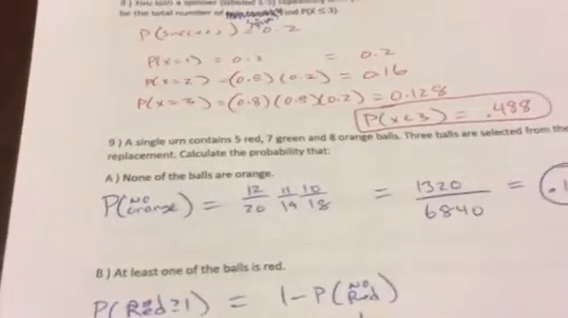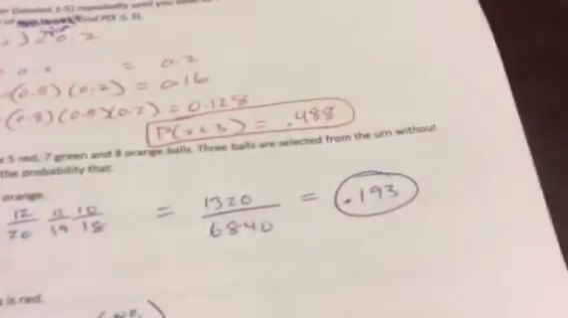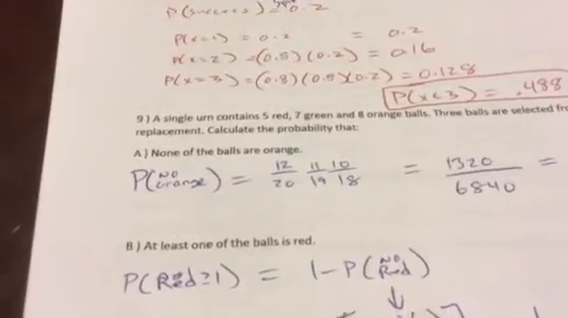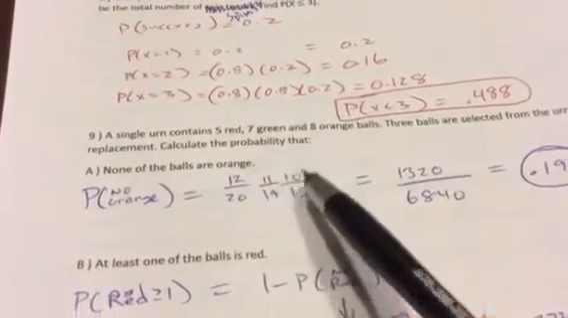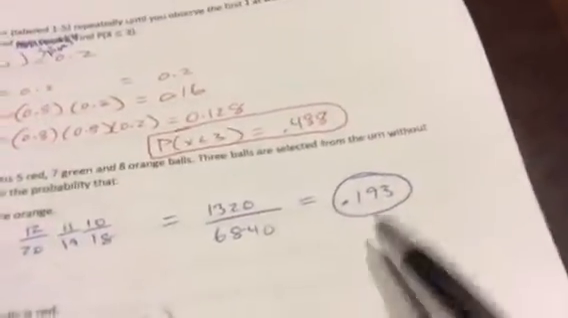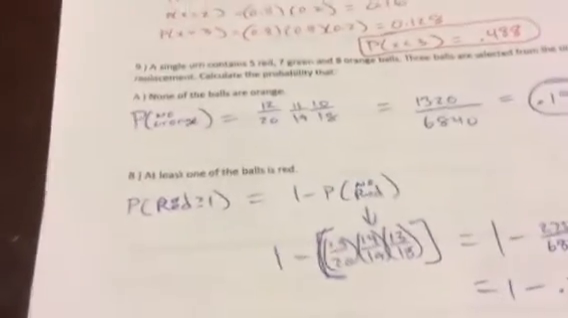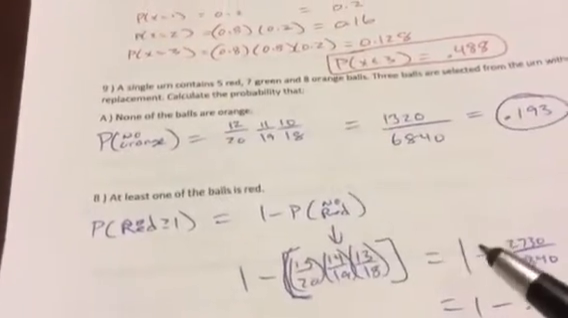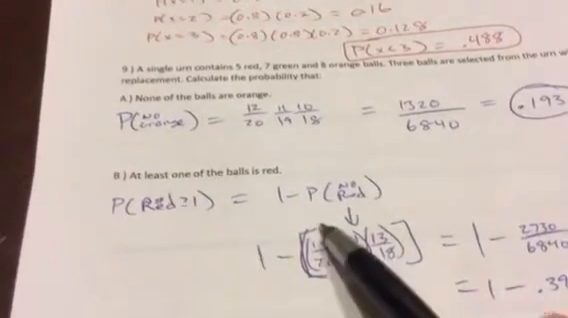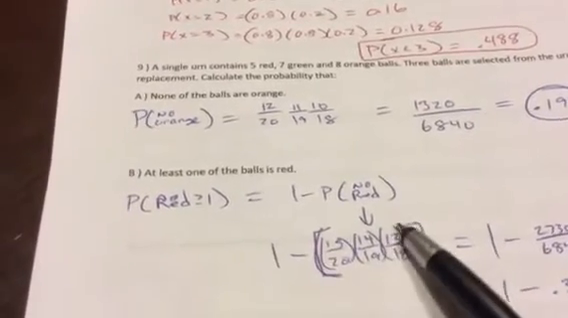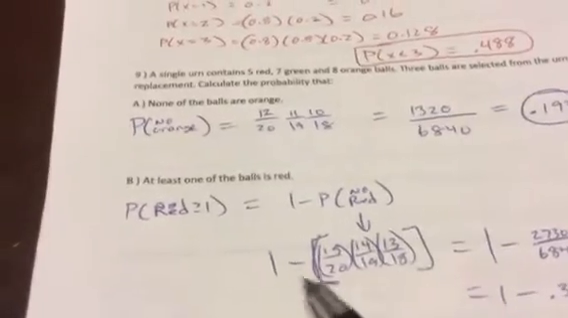A single urn contains those many balls. 3 balls are selected at random. Calculate the probability none of them are orange. That means 12 over 20 times 11 over 19 times 10 over 18, which is that. At least one is red. That means 1 minus the probability none of them are red. So I want 15 out of the 20 that are not red, then 14 out of the 19, then 13 out of 18. That's the probability none of them are red, so subtract that from 1. That's the probability at least 1 is red.